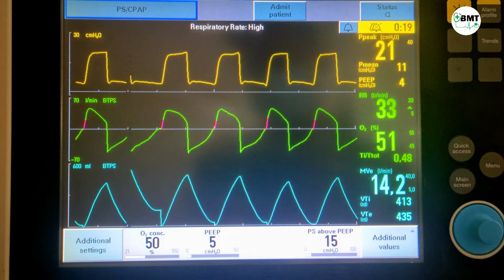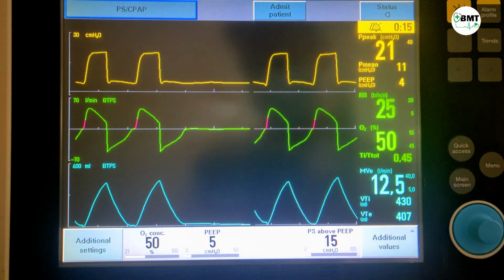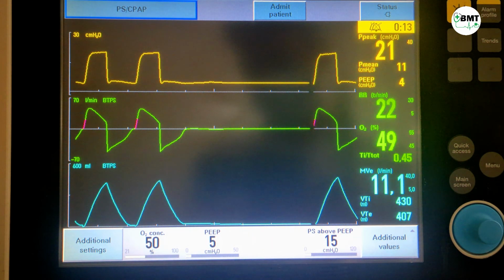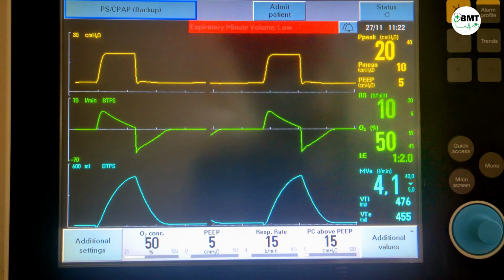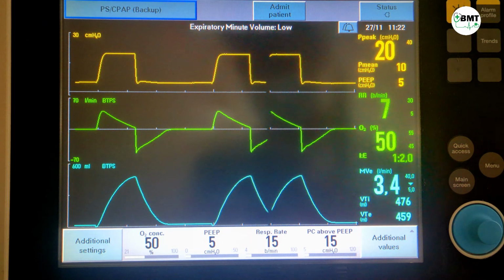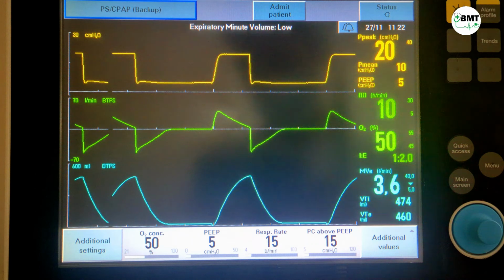So this is the waveform where you can see if patient triggers, then color change in the flow graph will be observed. And also few parameters are not there in this mode, like respiration rate, etc. When patient doesn't trigger, then the ventilator goes in backup mode. So this is the waveform which is seen.